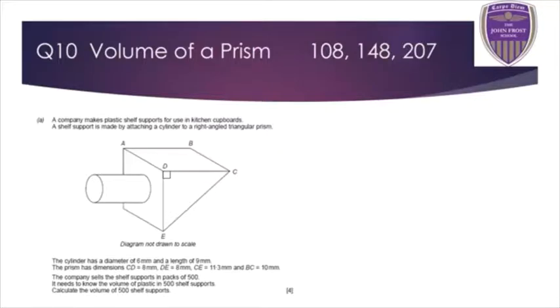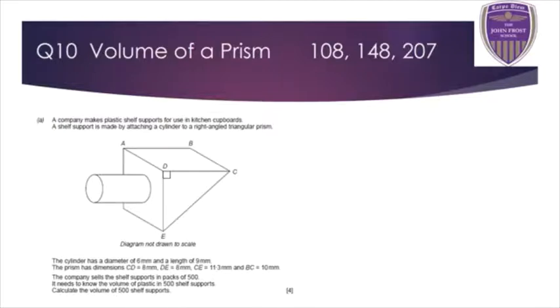Okay, and this is question 10 then. So we can see here that we've got a diagram that shows the plastic shelf supports that are used in kitchen cupboards. It's made by attaching a cylinder to a right angle triangular prism. The cylinder has a diameter of 6 millimeters and a length of 9 millimeters. The prism's got dimensions from C to D of 8, D to E of 8, C to E is 11.3 and B to C 10.